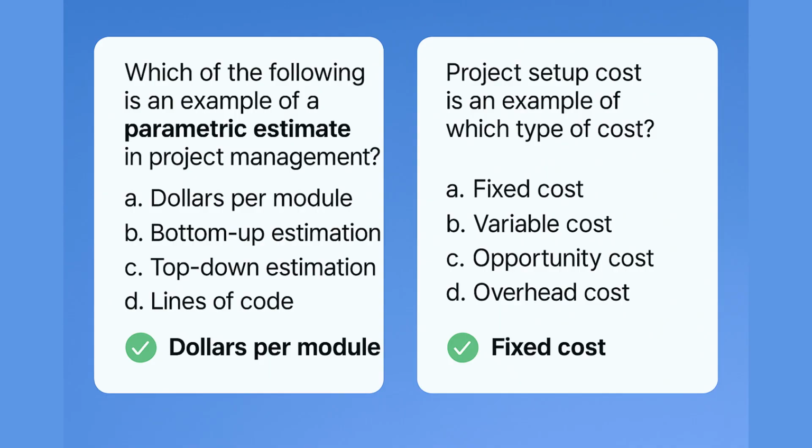Top-down estimation is another choice that's been given here. Top-down estimation is also not the right answer. This starts from the overall project budget or timeline and allocates values downward. It is more about expert judgment or analogous reference, not formulas.